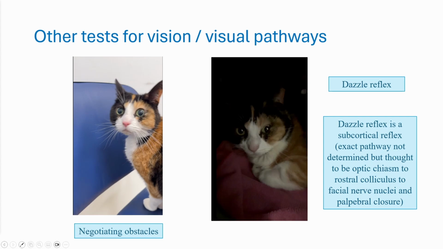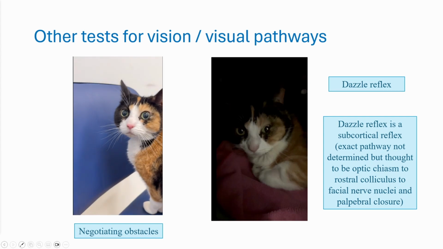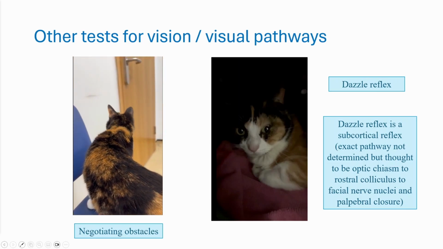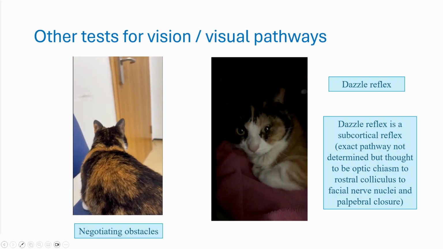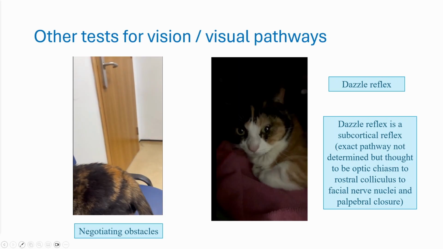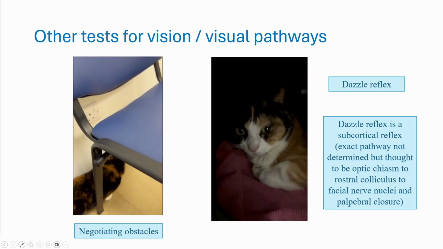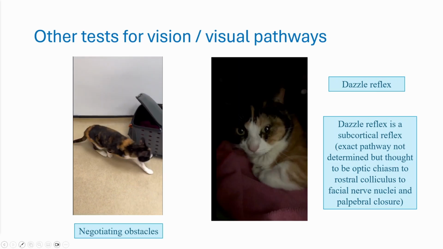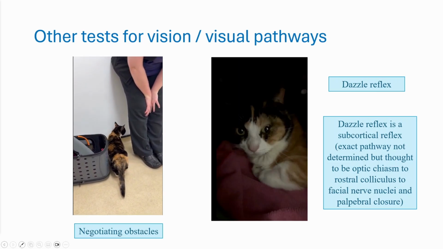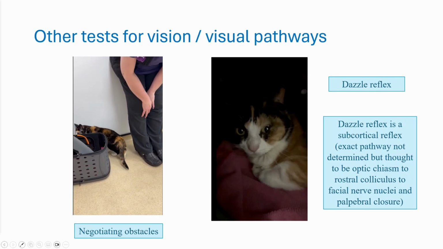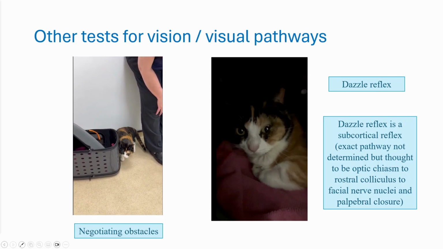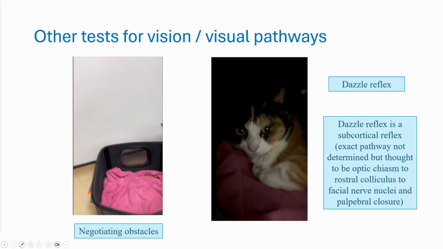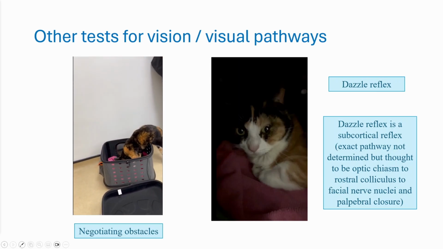So our other test that we can use for vision and visual pathways is negotiating objects. So this is another cat that was very difficult to elicit a Menace response from, even though she was visual in one eye. And we can see her successfully negotiating her way to her caregiver there. And she knows that this is her box, and we can appreciate that she can see that. Yes, she wants to jump in.